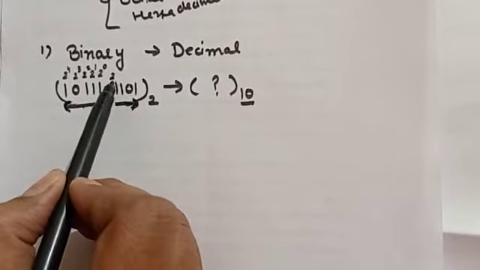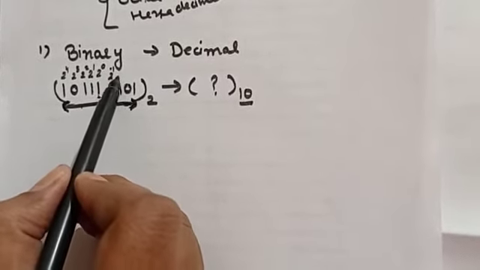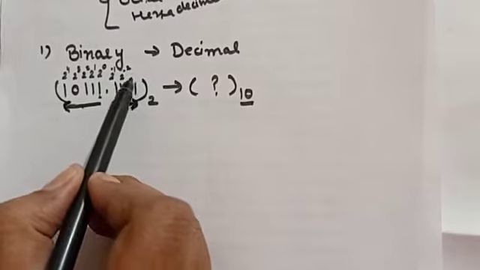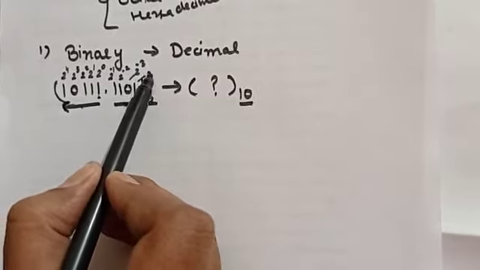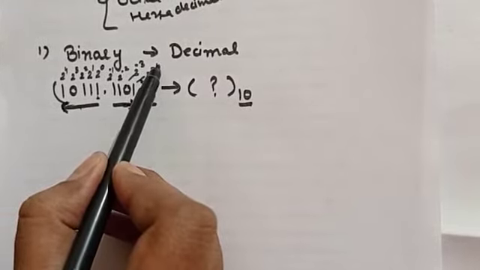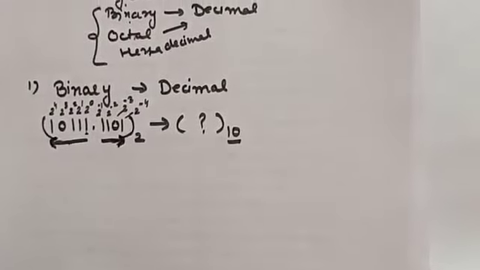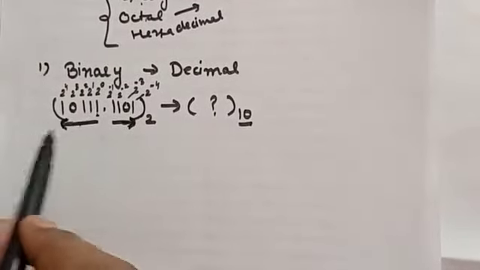in the negative power: 2 raised to power minus 1. The second is 2 raised to power minus 2. This location is having the weight 2 raised to power minus 3, and this last one is having the weight 2 raised to power minus 4. We have to multiply the digit by the weight assigned to it. So first we start with the integral portion.